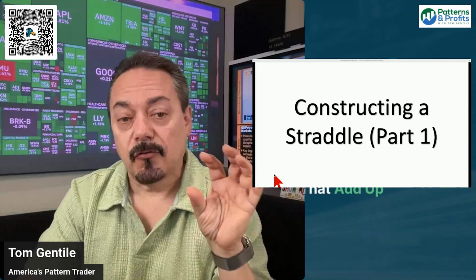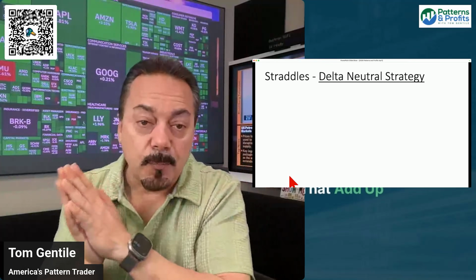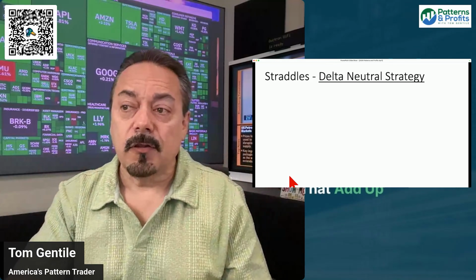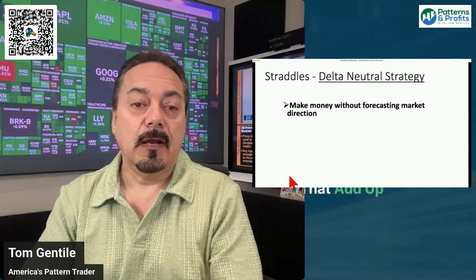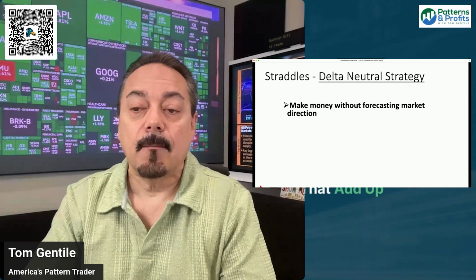So let's talk about the basics, and let's talk about what this looks like when you put it together on a risk graph. So first of all, straddles are a delta neutral strategy. That means I'm neither bullish nor bearish. I'm a little bit of both, all right? And so we use straddles to understand how to make money without forecasting market direction.